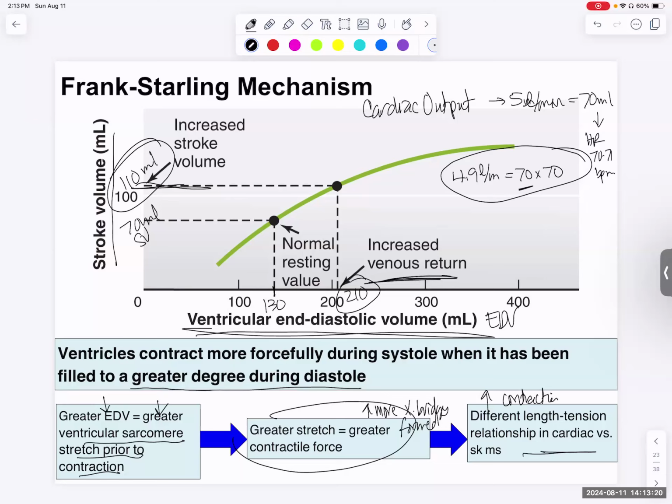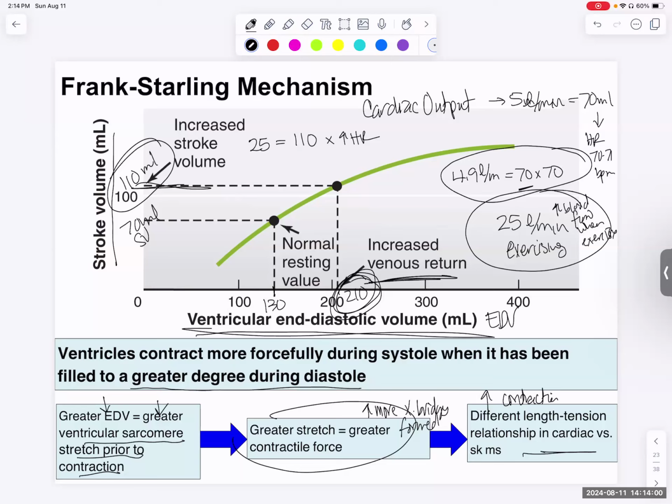And so if you have a stroke volume of 70, great. But what if you need a cardiac output to be 25 liters per minute because you're exercising? You have to increase blood flow when you exercise. So you need to get 25 liters per minute. Well, if you can get an end diastolic volume of 210, and that increases your stroke volume to 110, you do 25, 110. Remember, we increase our heart rate when we exercise.